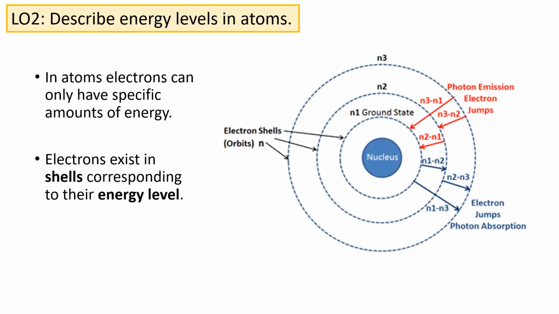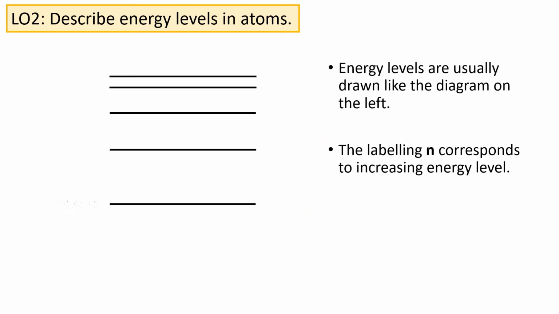In order for us to fully appreciate this, we need to have an understanding of energy levels inside atoms. Inside atoms, electrons are only allowed to exist in certain shells corresponding to their energy level. It's forbidden, for example, for an electron to occupy any space between these shells. That is, electrons are only allowed to have a certain amount of energy inside an atom. For simplicity, energy levels are usually drawn like the diagram on the left. The labelling n corresponds to increasing energy level, where n equals 1 is referred to as the ground state. This is the lowest energy level that an electron can occupy inside an atom.